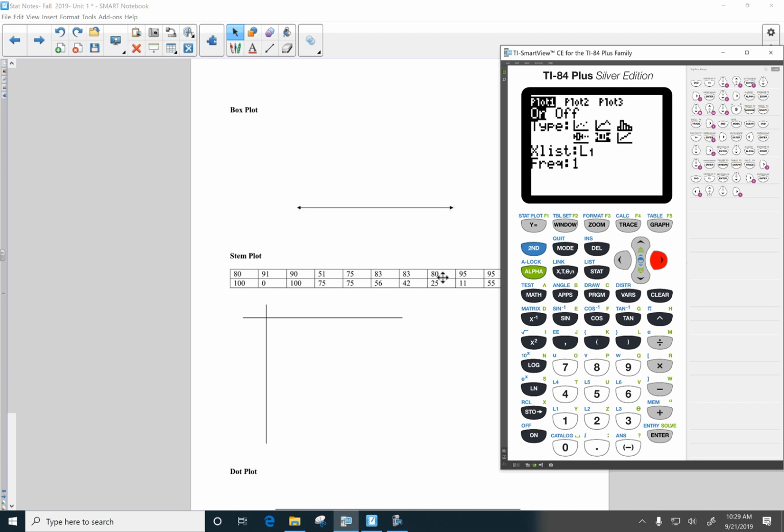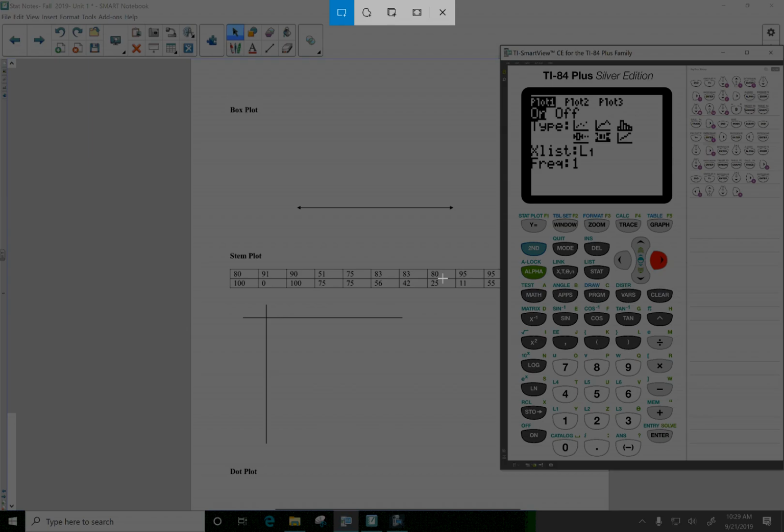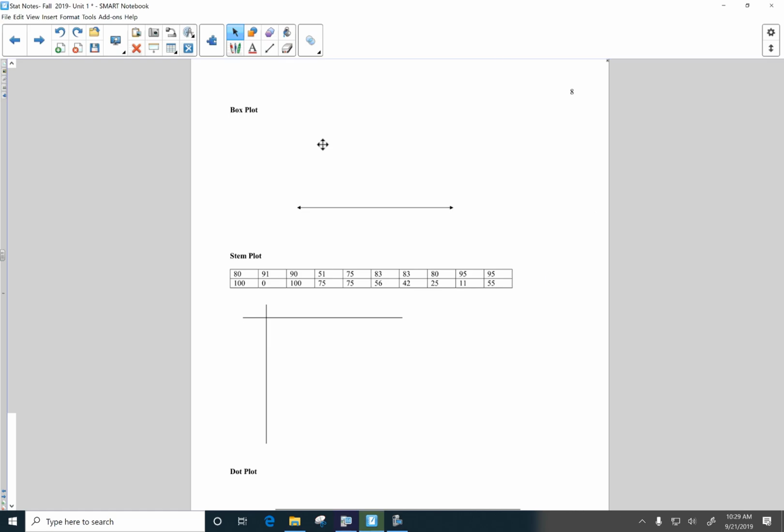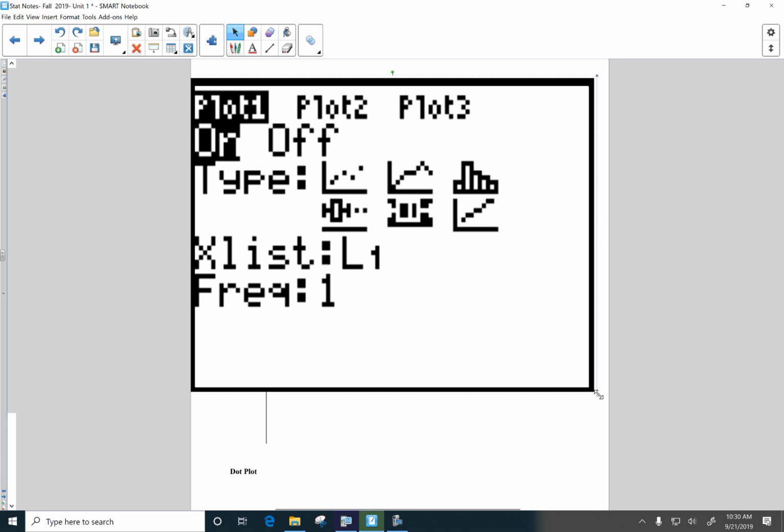Box plot. I was trying to time the blink. All right, I got it. There it is.